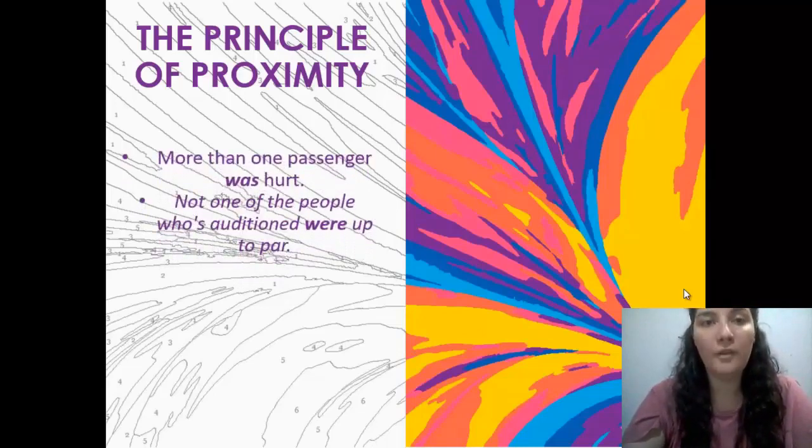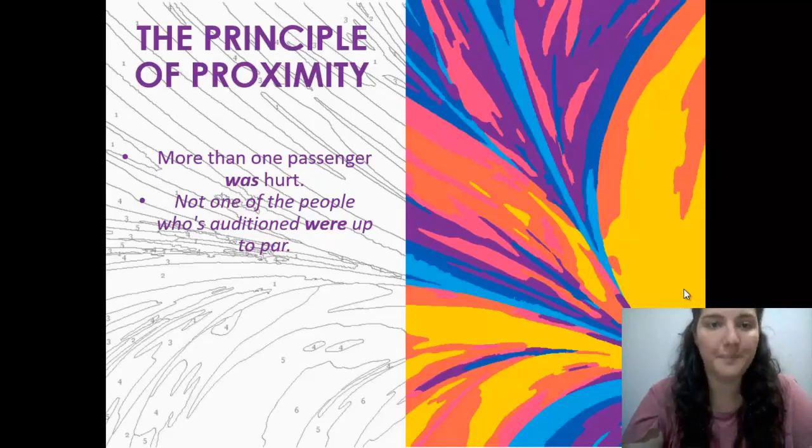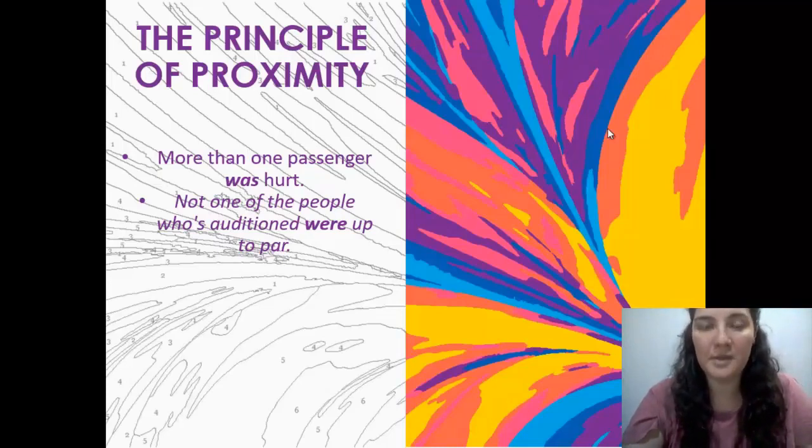In the first, more than suggests a plural reference, but one passenger suggests a singular reference. As one passenger is the noun phrase that is closest to the verb, that verb will take a singular form. That's why we have was there. In the second example, not one has a singular reference, but people has a plural reference. So, as people is the last or the closest noun phrase within this subject, we apply a plural verb too.